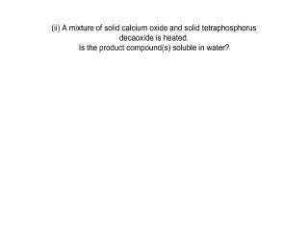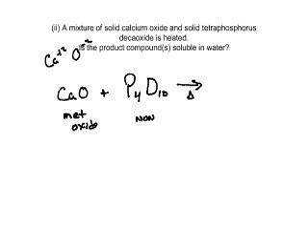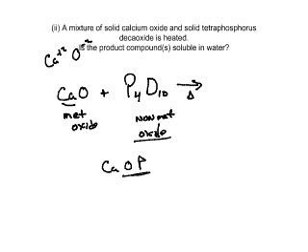Okay, part II here. A mixture of solid calcium oxide, CaO, Ca has a positive 2 charge, and O is minus 2, and solid tetraphosphorus decoxide, that'd be P4O10, is heated. Now we have a metal oxide and a non-metal oxide. When you make a metal oxide and a non-metal oxide, it's going to make a salt that contains oxygen. So you got Ca and P and O.